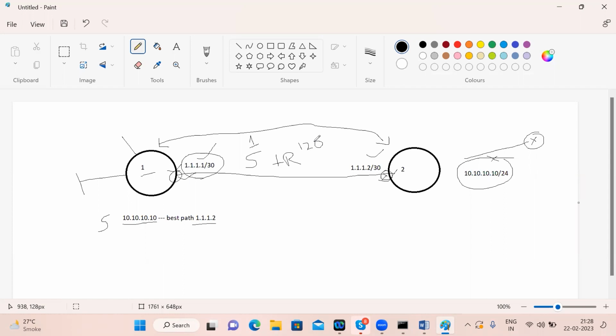So administrative distance is very important to understand when you are running multiple routing protocols in your topology. If you have multiple, it will give preference according to the administrative distance, and the administrative distance should be less than the other one. Okay.